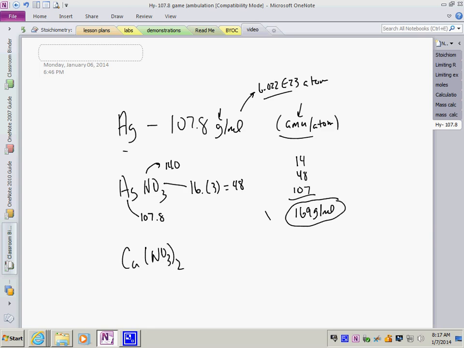So if I want to weigh out 1 mole of silver nitrate, I have to weigh out 169 grams of it. That's a lot. If I want to weigh out half a mole, I divide that in half, it'd be only 84.5 grams.